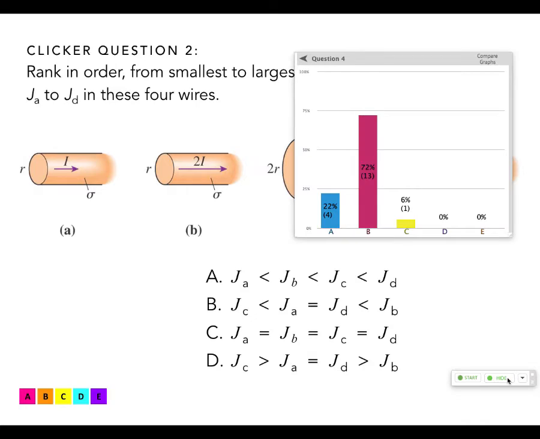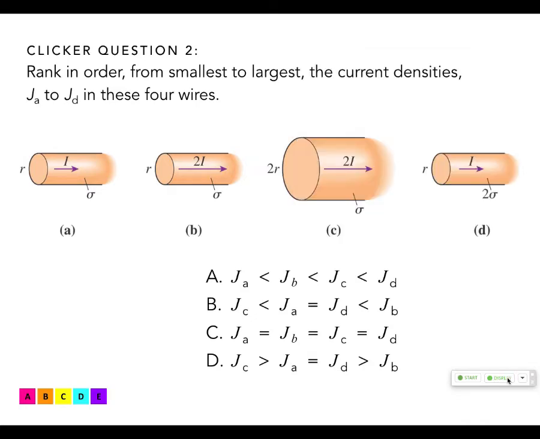B is for better. Okay, B is the correct answer. What's the current density here? We can do it. Current density A is going to be I over the area. What's the area? The cross-sectional area, so that's the area of a circle, pi R squared.